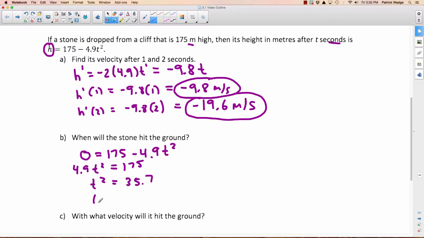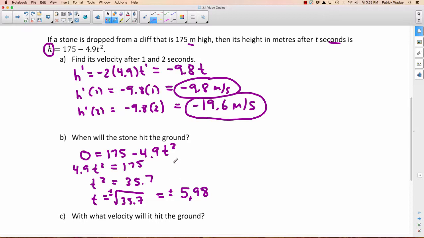And to get t, you take the square root of 35.7. Remember, you're solving by taking a square root, so you need to put plus or minus, and you end up getting plus or minus 5.98. So we have two answers here, positive 5.98 and negative 5.98.